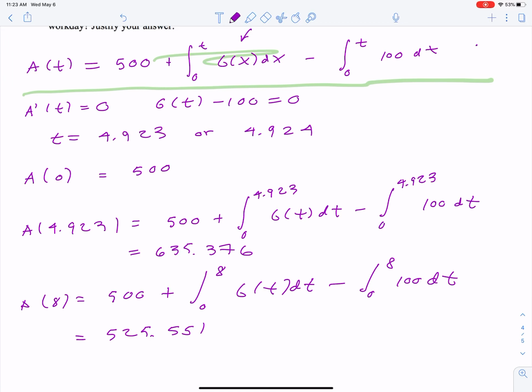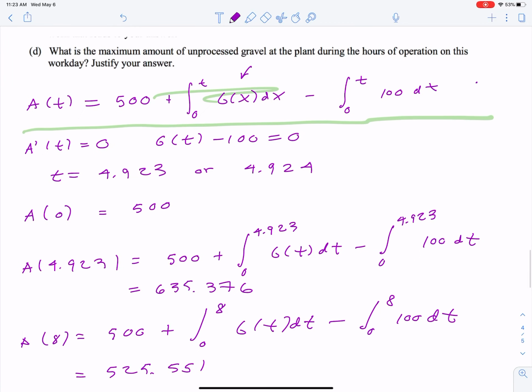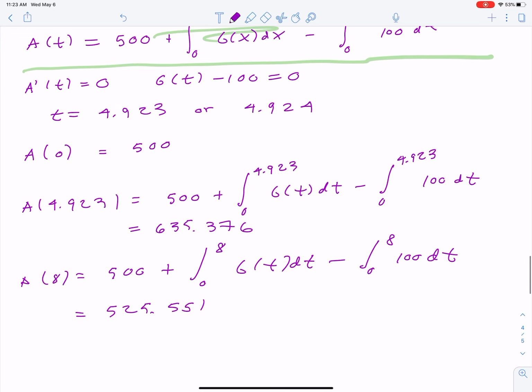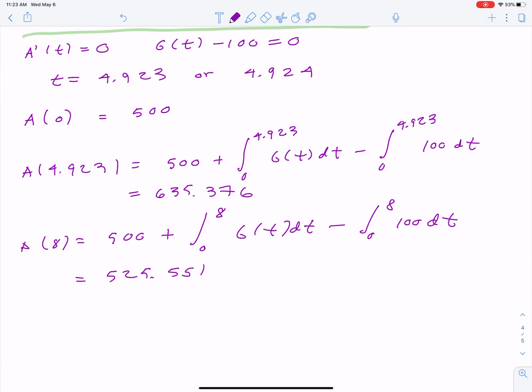And the question was asking, what is the maximum amount of unprocessed gravel during the workday? They were asking for a maximum amount, and that was 635.376 tons. Okay, that is problem 32.